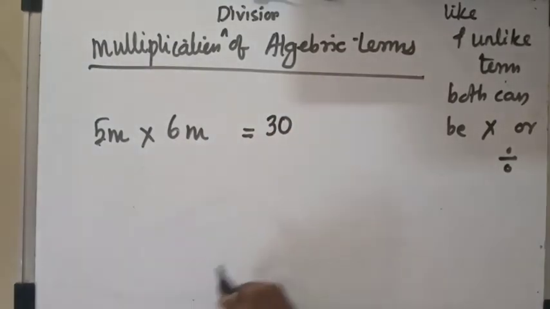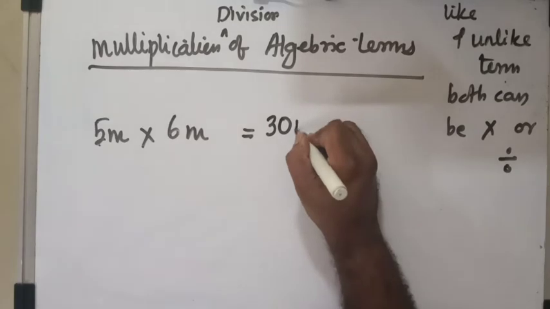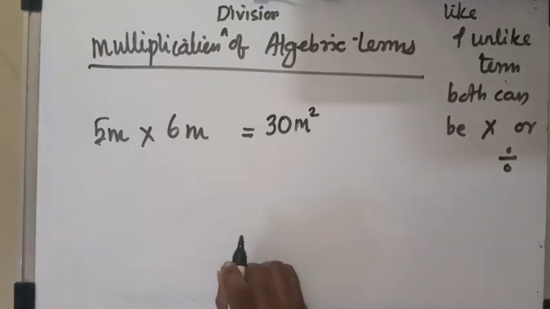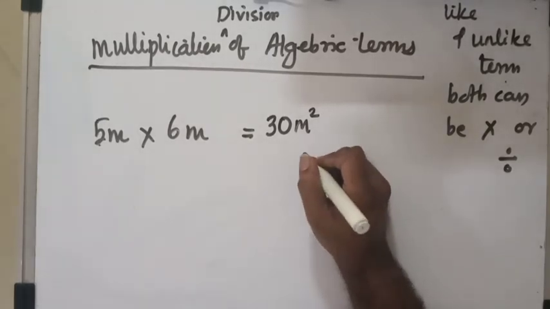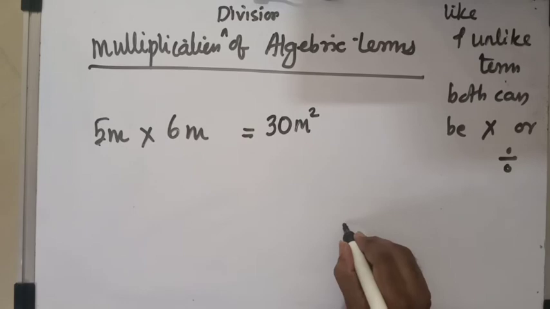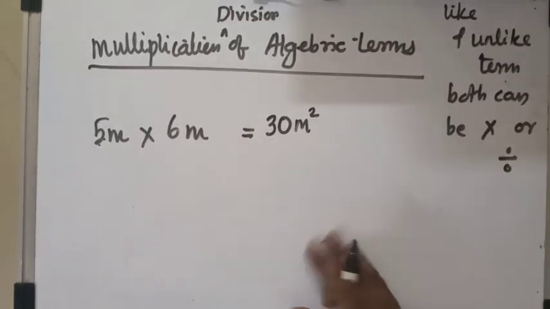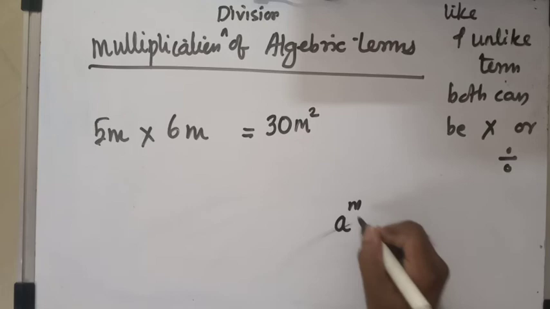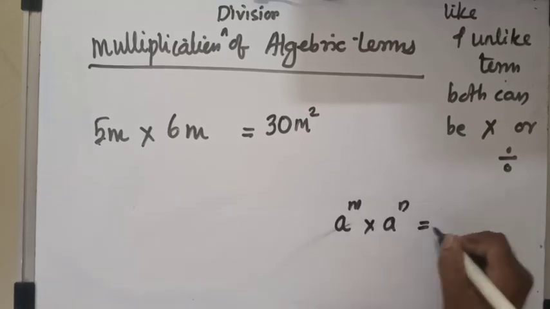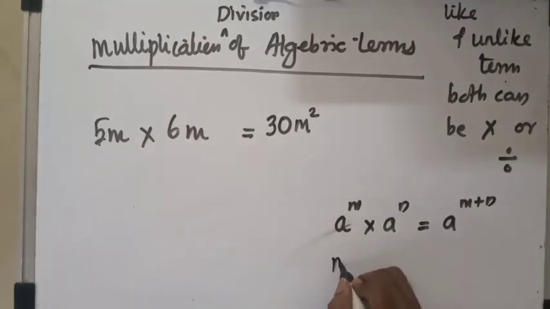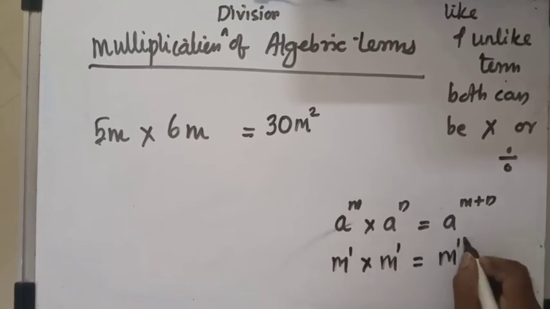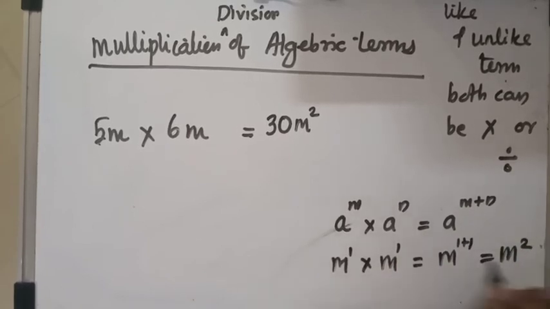m into m gives you m square. Now how did you get m square? This is based on the law of indices. There is a law which states that a raised to m into a raised to n is a raised to m plus n. So here it's m raised to 1 into m raised to 1, which gives m raised to 1 plus 1, that is m square. And that is why m into m is m square. You remember this, okay children?